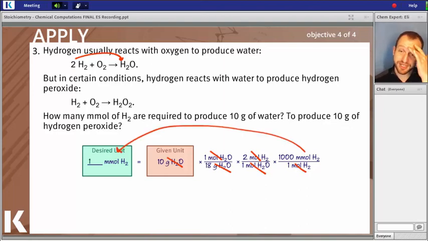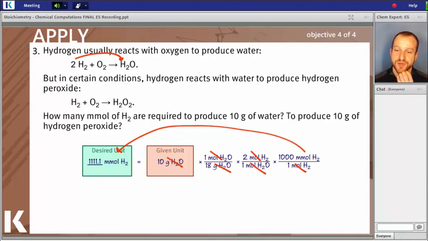Perfect, we did our math right, and now we just calculate values across. 10 divided by 18 times 2 times 1,000 had better be about this 1,111 value. Cool. Let's keep going.